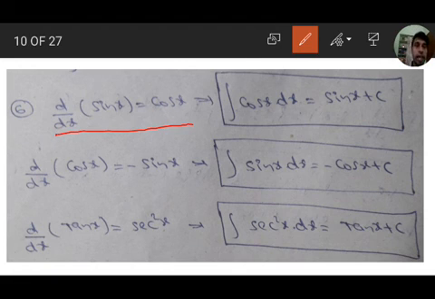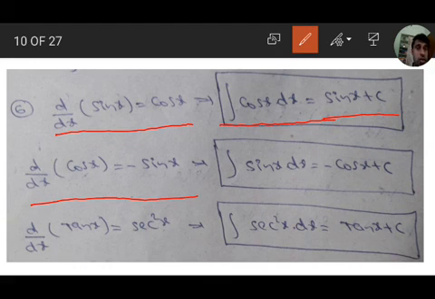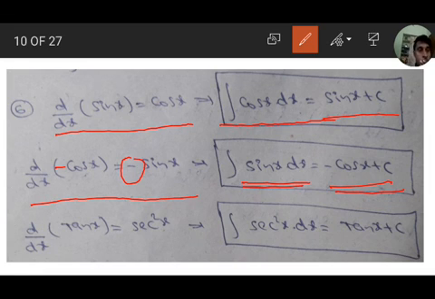So derivative of sin x equal to cos x implies integration of cos x dx equal to sin x plus c. And derivative of cos x equal to minus sin x. Therefore, if minus goes to this side, derivative of minus cos x is sin x. Therefore, integration of sin x dx equal to minus cos x plus c.